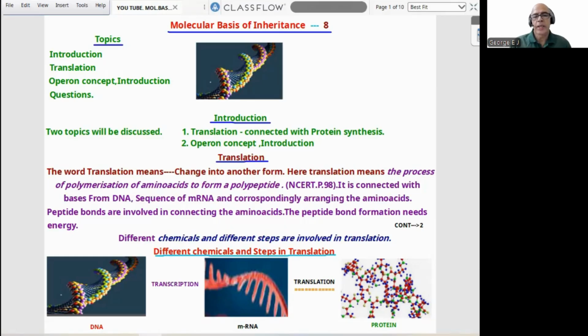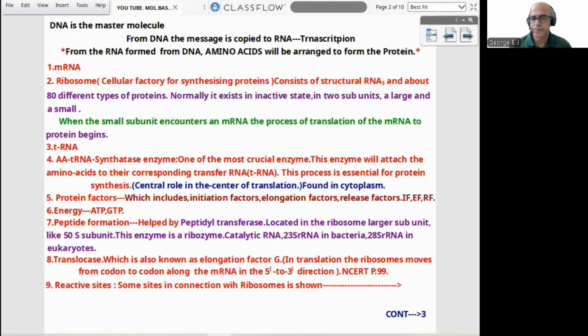Now, the different chemicals and different steps involved in translation. One by one, I will explain the different steps and different chemicals, just like DNA replication. In this diagram, we can find double-stranded DNA from which single-stranded mRNA is created by the procedure called transcription, which is already over. From this mRNA, arranging the amino acids in a sequential manner is called translation. So transcription, translation, and finally protein will be formed. Double-stranded DNA, single-stranded RNA, polypeptide proteins. I think the idea is clear on the first page, so we can proceed to the second page.